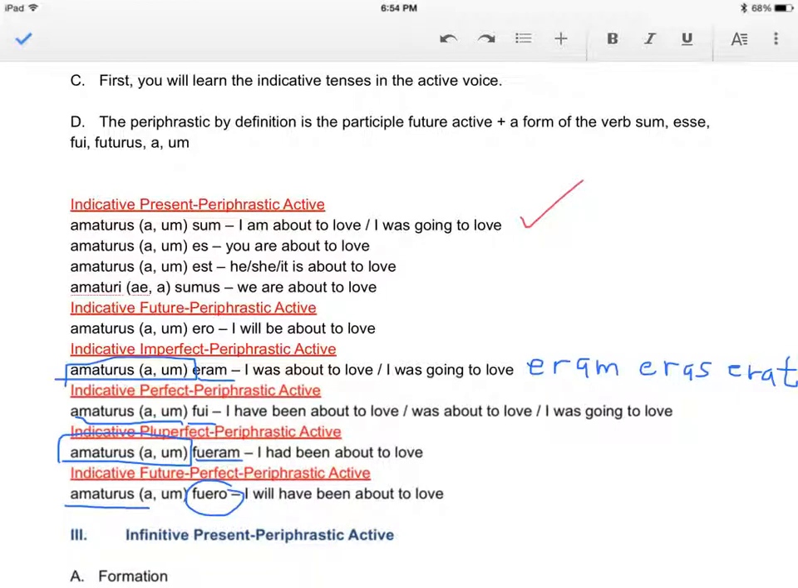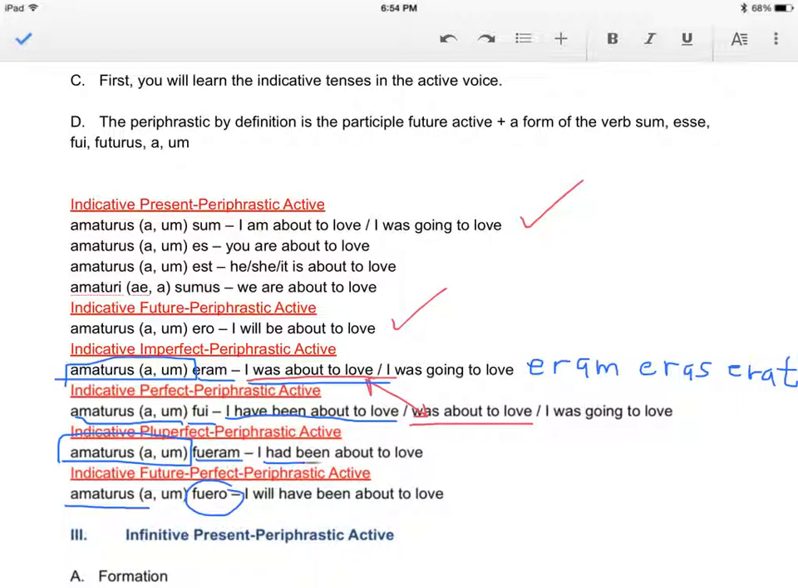I'm about to love, or I will be about to love. Note that it's hard to translate or distinguish between the imperfect and the perfect. The imperfect sounds good if you say, I was about to love, but you could also use that for the perfect, I was about to love. It's not a big deal if your imperfect and your perfect translations sometimes sound identical. It's more important to sound like good English than it is to pretend that you can actually translate Latin perfectly every time. But if you want to distinguish, I have been about to love is better than I was about to love.